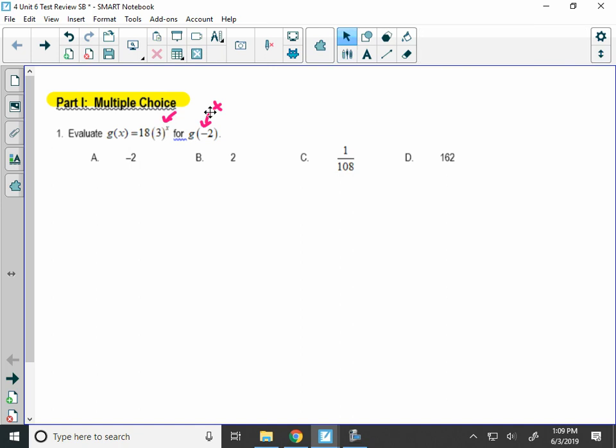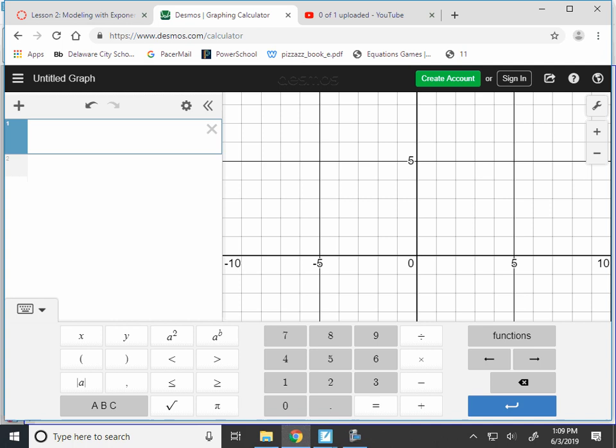I would use Desmos. I would type in Desmos 18 times 3 to the x power. And our exponent, we said, was negative 2. So when I type in negative 2 as my exponent, I get the answer of 2. And that's the whole problem.